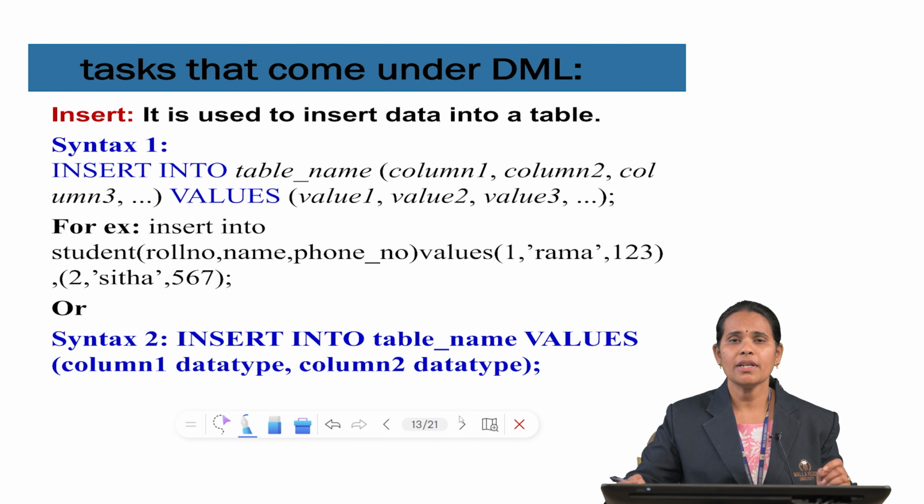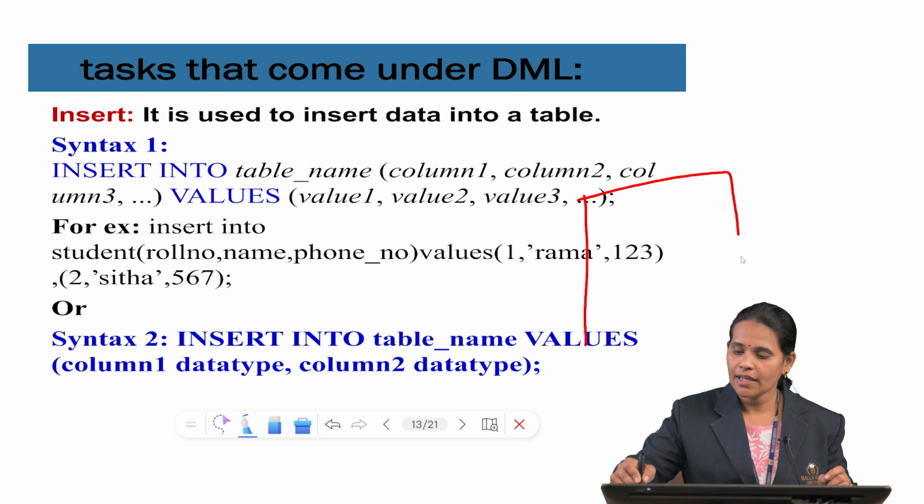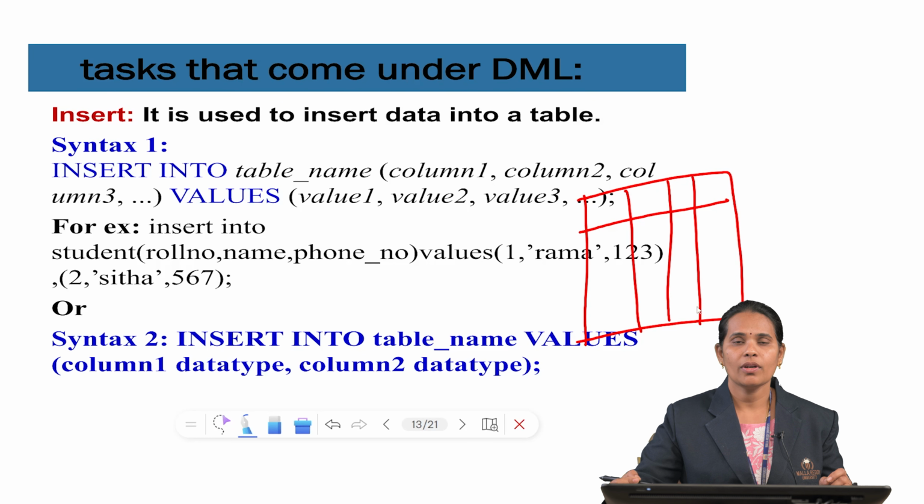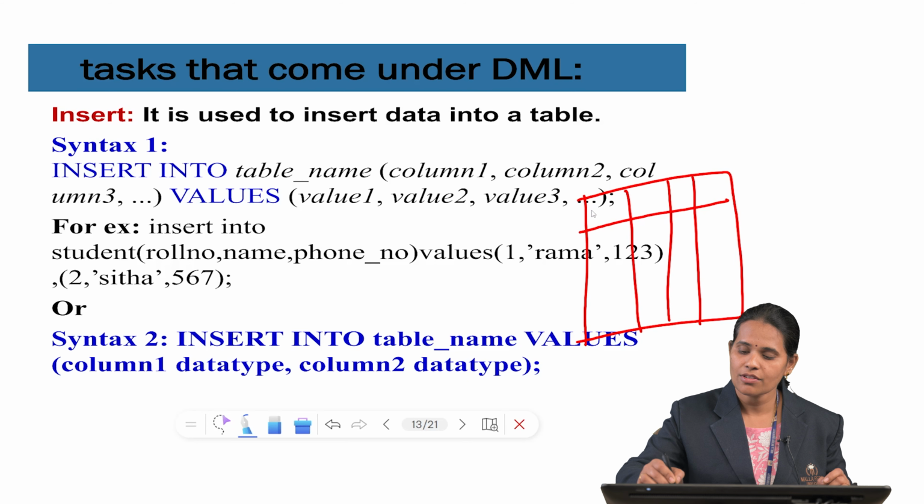Next, insert. The insert command is used to insert a particular record into the table. For example, with the help of DDL commands, we can create only the structure of the table, but we cannot insert the data into the table. With the help of DML only we can insert the data into the tables. So with the help of the insert command, we can insert a number of records into the table. This is the structure of the table: in the first column roll number is there, then name, phone number and email address.